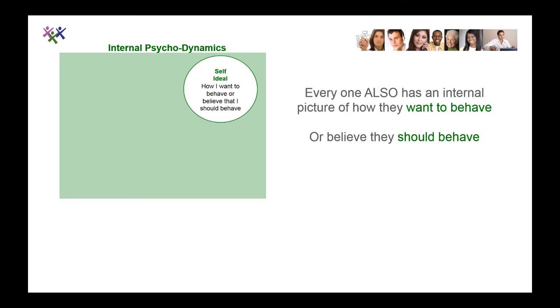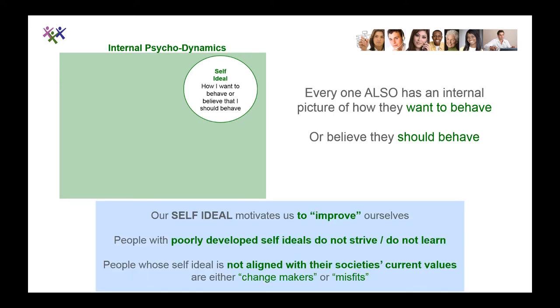Everyone also has a self-ideal, some sense of who they would like to be, how they should behave. And again, some people are very aware of it and introspect, think a lot about it, and reflect on it. Others just have this as a vague sense of, this is the person I want to be. The thing about self-ideal is that it's a motivator. It helps us move ourselves forward to improve ourselves.